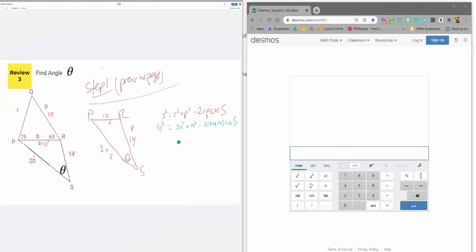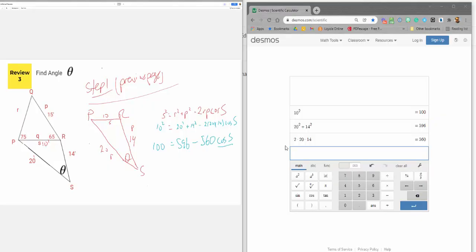And I did a little split screen here so that I can see them both at the same time. So I definitely know that 10 squared becomes 100 equals, and then on the other side I'm going to combine some things together, right? So I can double check my 10 squared is definitely 100. Okay, so now I've got 20 squared plus 14 squared is 596. I'm going to write that one in. 596 minus, so I've got 2 times 20 times 14. It's 560. 560 cos s.